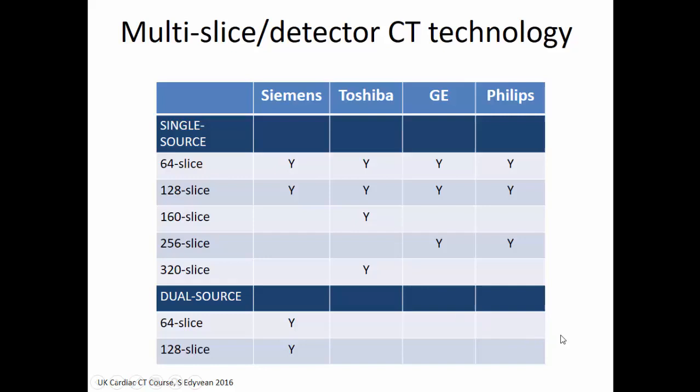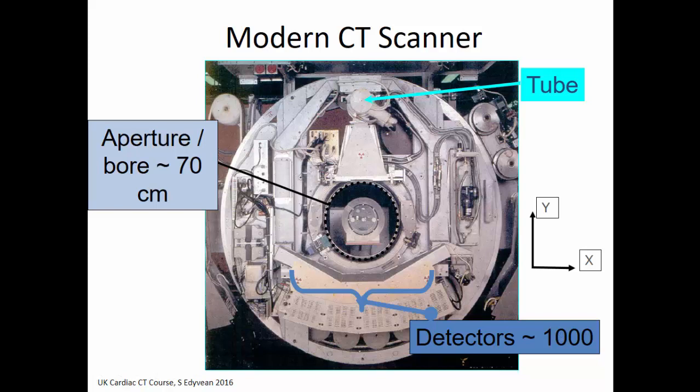So this says it's a modern CT scanner. Actually, it's not a modern CT scanner, because that is not a 70 centimeter bore, but just imagine, because it's got similar components. So you've got an aperture in the middle, all of them are 70 centimeters or above now. You've got an X-ray tube here and an array of detectors in an arc. And that is the construction for the modern CT scanner.